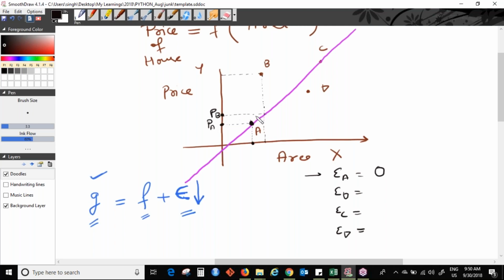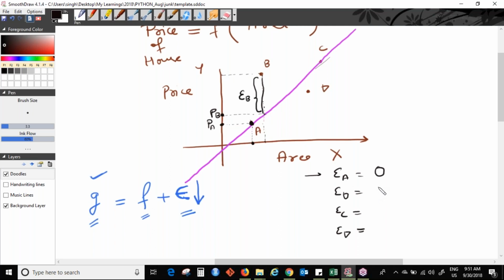The line will predict this because this is where the line lies, right? The line cannot predict here. It can only predict on the line, not outside the line. So for this, the line will predict this particular point, but the actual price at point B is this. This is the actual. So that means we have an error here, right? We have this much error. So this is the error we are making. This is the error for point B.